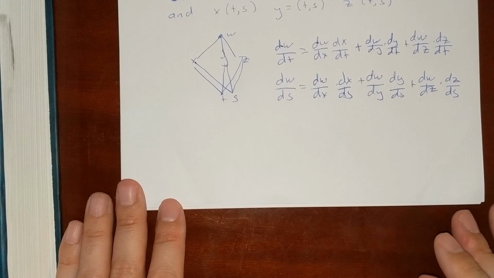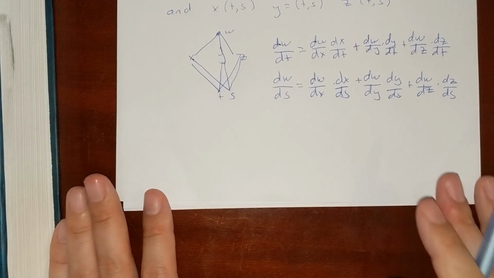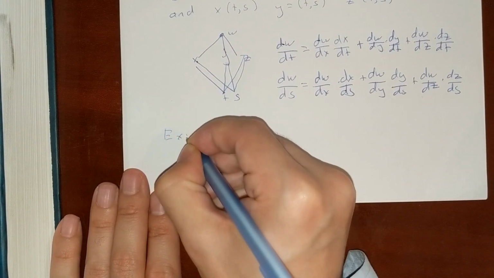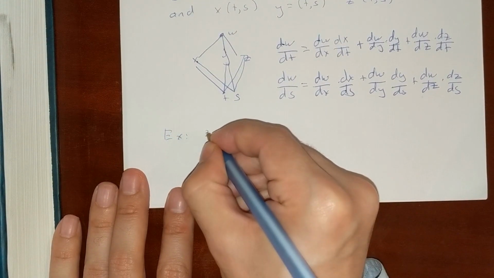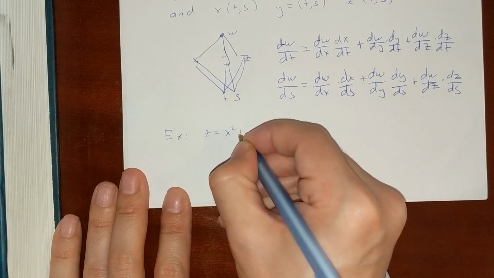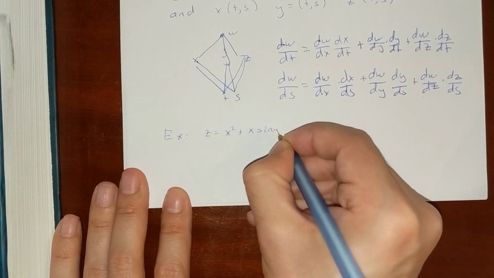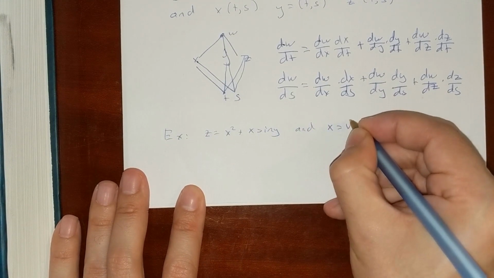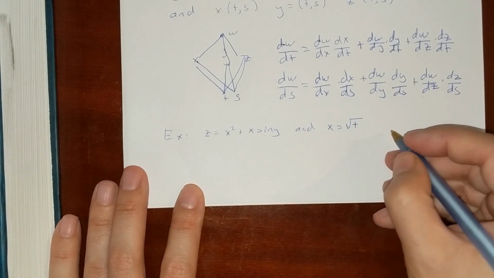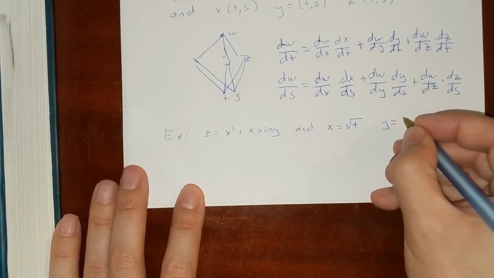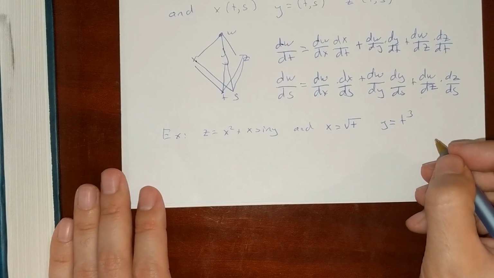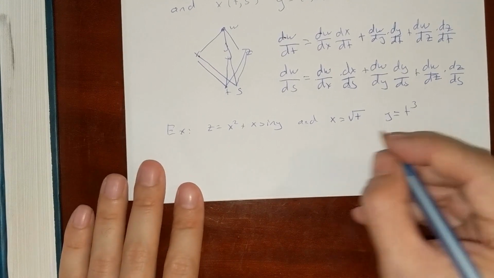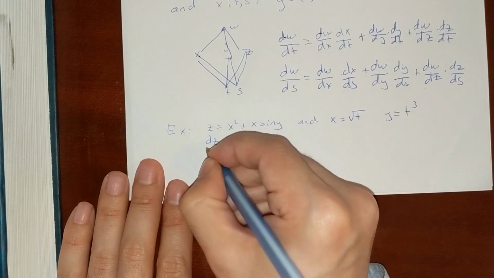Let's do an example here with a function of two variables. So in our example, let's start very easy. Let's say we have z is equal to x squared plus x sine y, okay, and we have x is actually equal to square root of t, and y is equal to t cubed. Okay, so what we're going to ask is, well, we want to find dz dt. So the question is, what is dz dt?